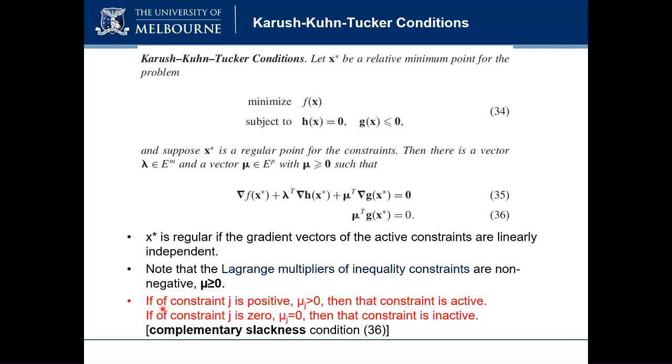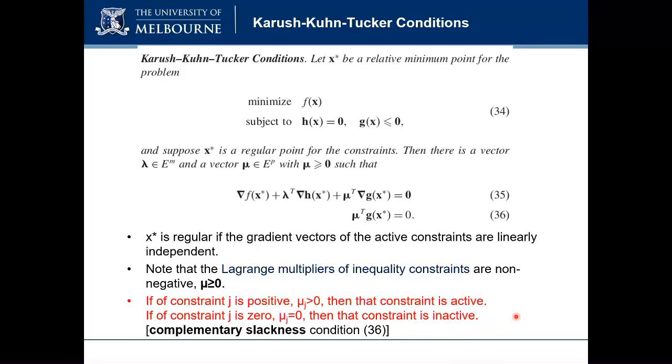And then the key point is this. The mu's actually tell you whether a constraint is active or inactive. If mu i is greater than 0 at a point x, then that constraint is active. I'm missing the mu, yeah, the sentence was wrong. If the mu corresponding to the constraint is positive, then that constraint is active. If mu j of constraint j is 0, then that constraint is inactive.